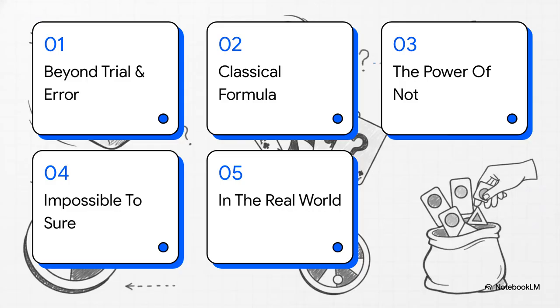numbers. Okay, so here's our roadmap for the explainer. First, we'll look at moving beyond trial and error. Then we'll dive into the classical probability formula, explore the power of not, map out impossible to sure events, and wrap it all up with probability in the real world.